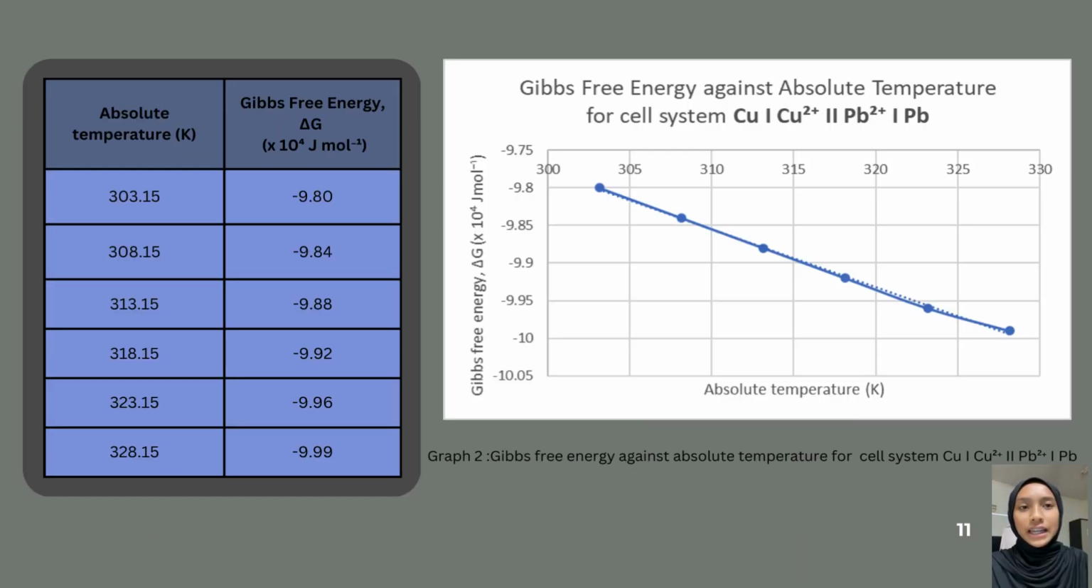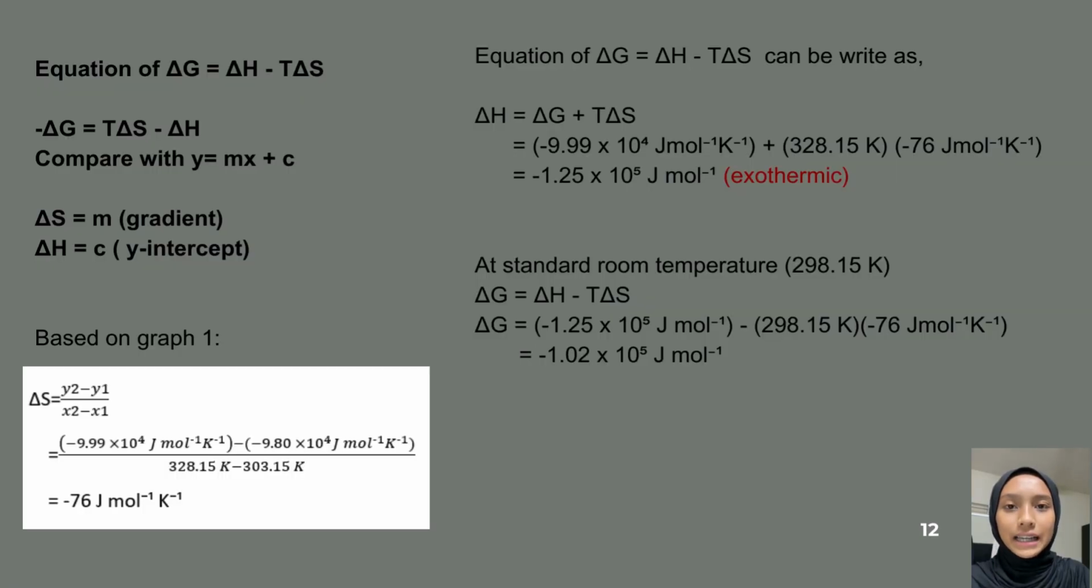Okay, for the second experiment, these are the values that we got and the graph for Gibbs free energy against the absolute temperature for the cell system copper with lead. For the second experiment, the entropy delta S and enthalpy delta H that we got are negative, and we can conclude that this reaction is exothermic.